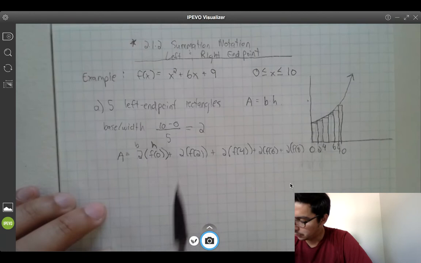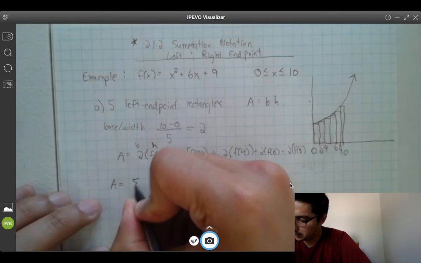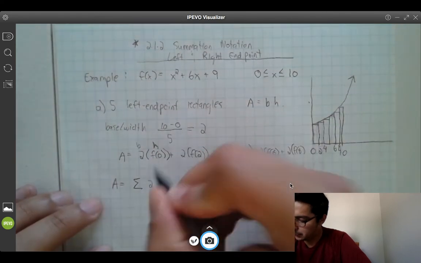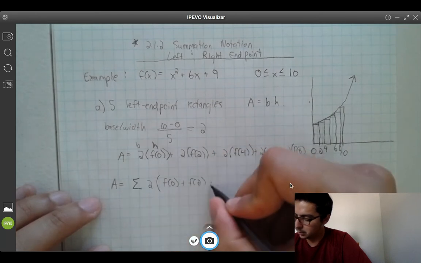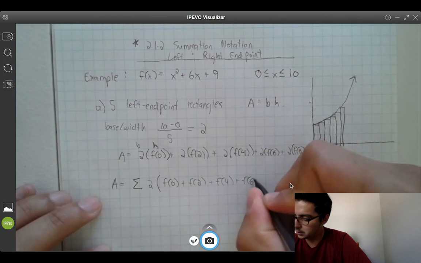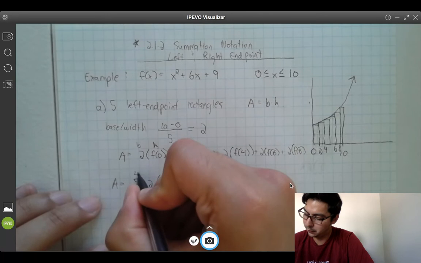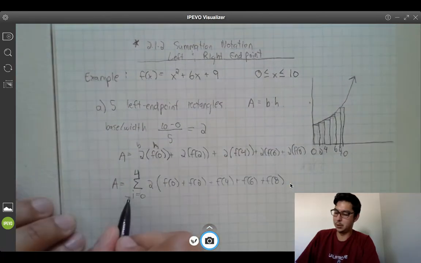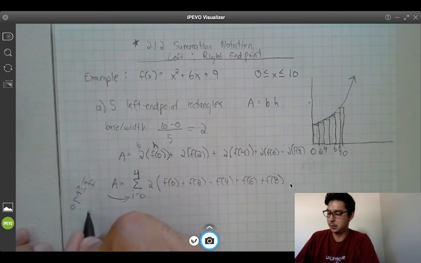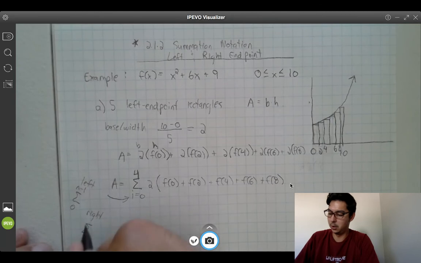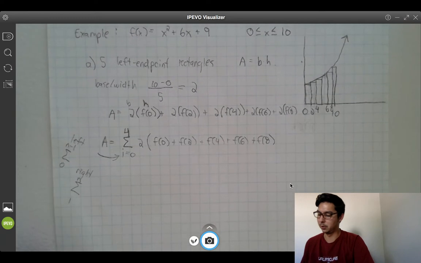Now, using summations, notice how these are very similar in what we're adding, 5 things we're adding. So if I want to use summation for area, I can almost factor out a 2, and just do f of 0 plus f of 2 plus f of 4 plus f of 6 plus f of 8, so that's using some algebra. And left endpoint will go from 0 to 4. All right, so if it's left endpoint, always start at 0. If it's left, go from 0 to n minus 1. And if it's right, go from 1 to n. And I'll show you that moving forward.